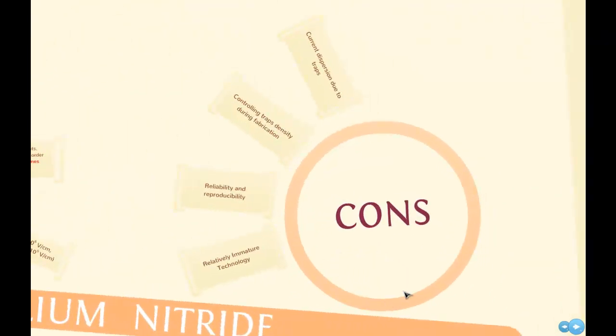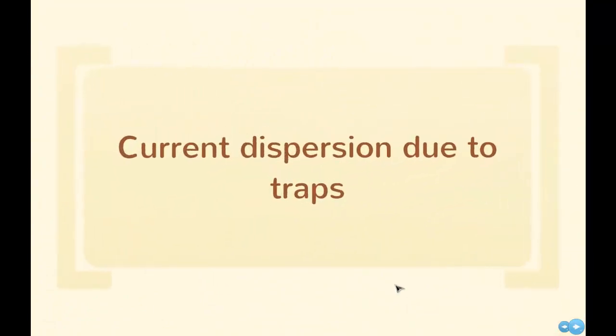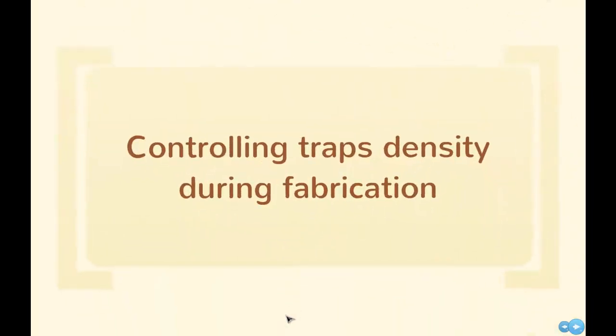Let's have a look at the cons now. Well, as we will see in due course, the material fabrication is not as advanced and well established as silicon or gallium arsenide, so you end up having some traps which are due to defects in the material. And these traps actually create some current dispersion, so the current ends up being lower than what you'd expect. So it is difficult to control the trap density during fabrication, although of course the fabrication processes are improving.